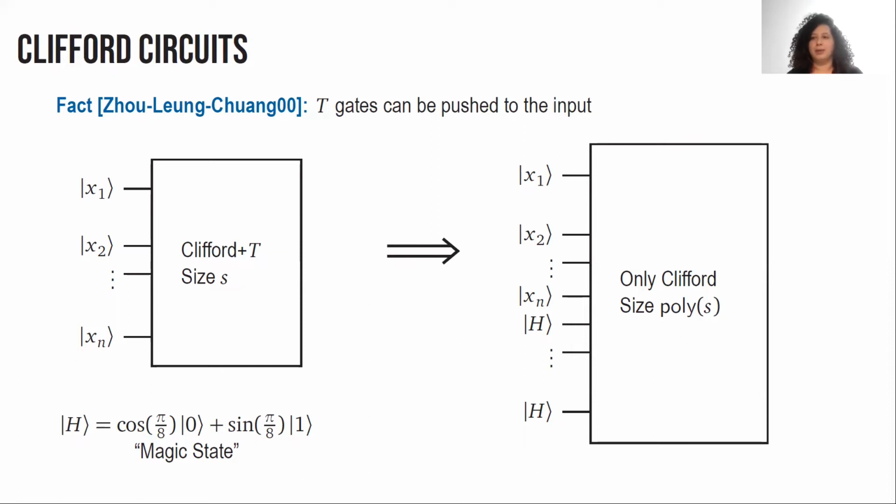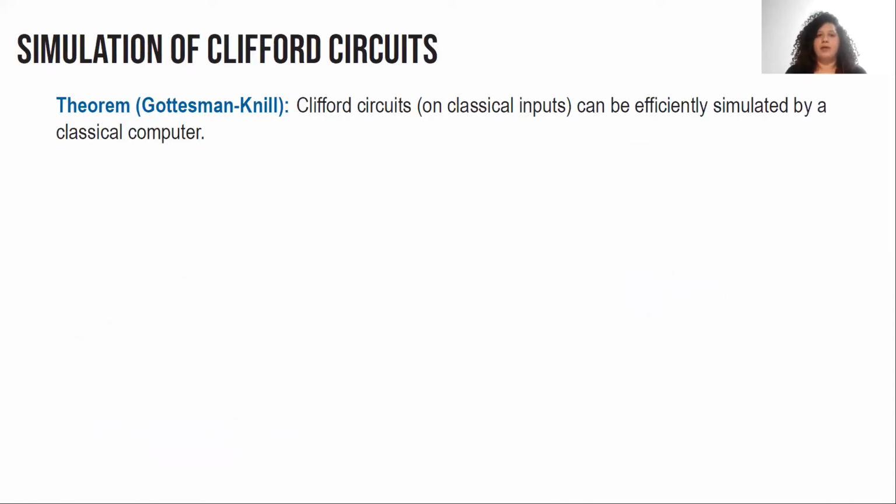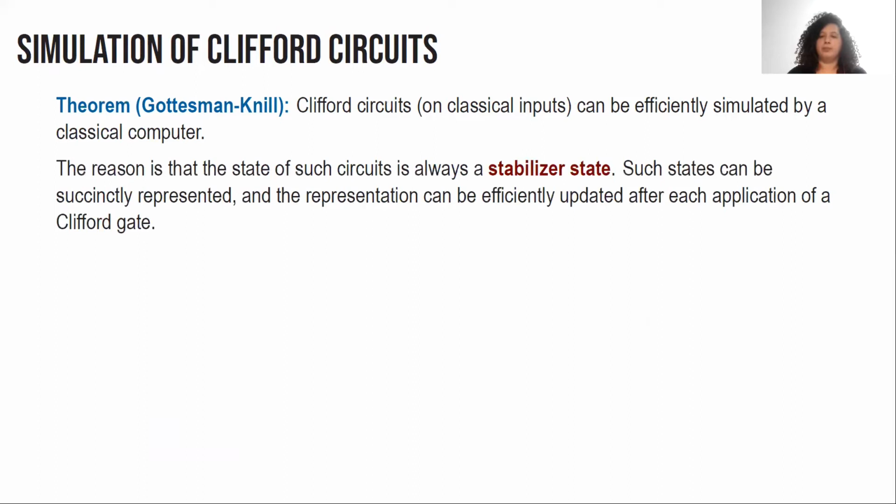So this is what we call the magic state. It's a fixed state, and we will use this name. A theorem by Gottesman and Knill said that Clifford circuits on classical input can be efficiently simulated using a classical computer. This is true due to the fact that the state of the circuit is always a stabilizer state. And such a state can be represented and updated efficiently using standard computations.